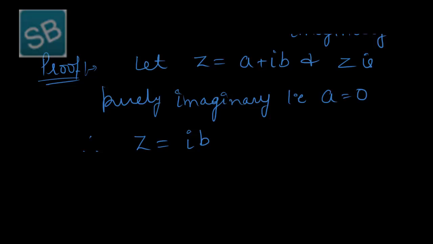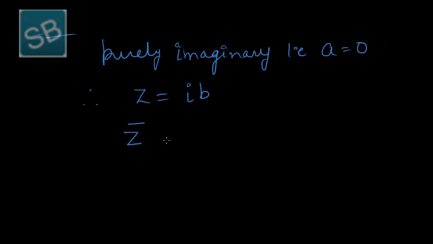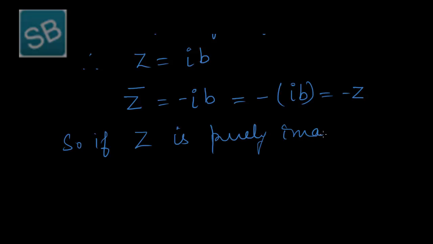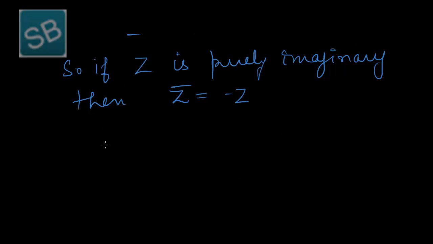So now we are taking the z bar. Z bar is changing iota to minus iota. So it becomes minus of iota b, that is minus z. So if z is purely imaginary, then z bar is equal to minus z. And now taking the converse, let z bar is equal to minus z.